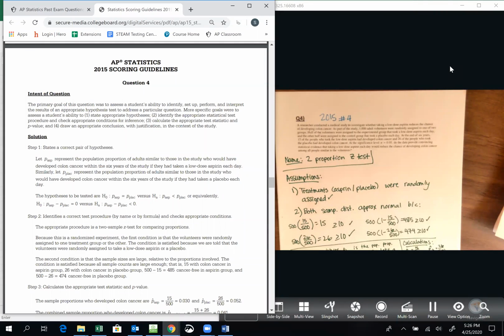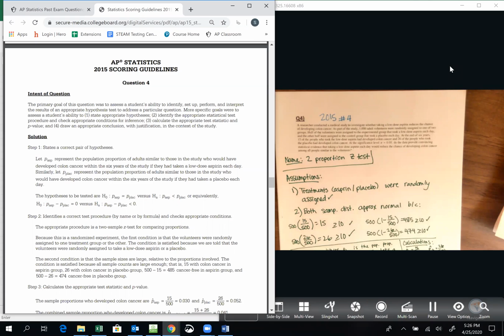All right, we have another one from 2015. This was question 4. On a traditional AP test, there's typically 2 questions related to inference. This one was a straight up hypothesis test. Nothing special about it. I'm gonna probably go through it a little bit quickly for that reason.